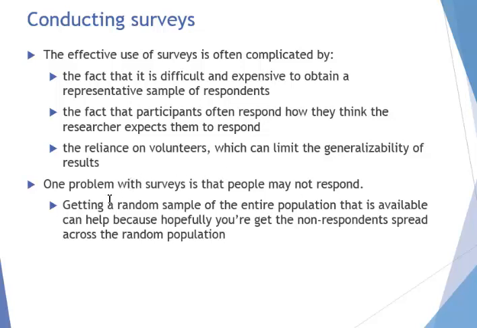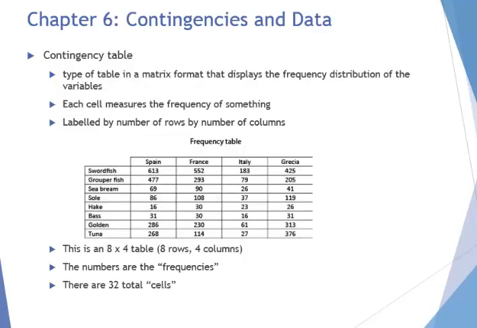Another thing is that people might not respond. So getting a random sample of the entire available population can help, because if people don't respond, hopefully the people that don't respond will also be from a random cross section, so the people who do respond will be from as random a group as possible.